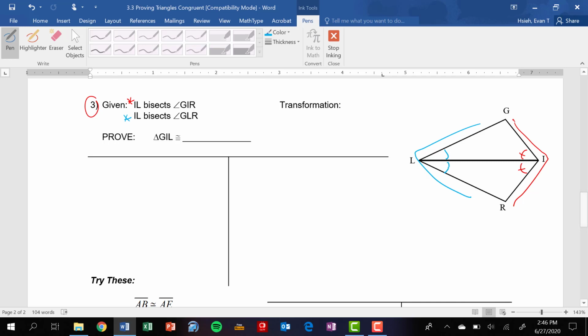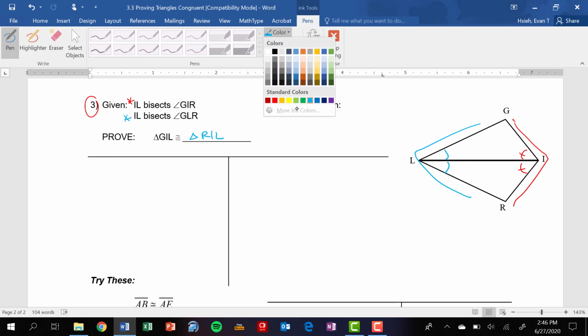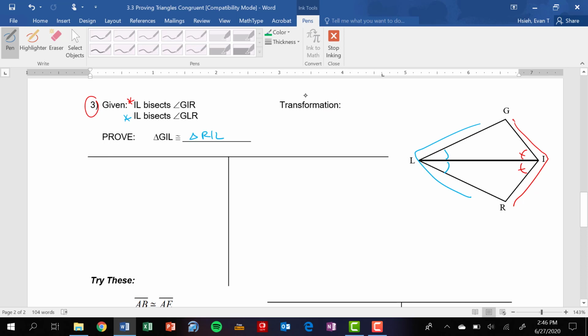And let's see, what else we got here? We're trying to prove the triangles are congruent to each other. Looks like GIL is congruent to triangle RIL. I'm trying to get the letters right. And I have a side and a side. No, I mean I have an angle and an angle. And it looks like I can do that this side is congruent to itself, again, by reflexive property. Which means that the triangles are congruent by angle, side, angle.